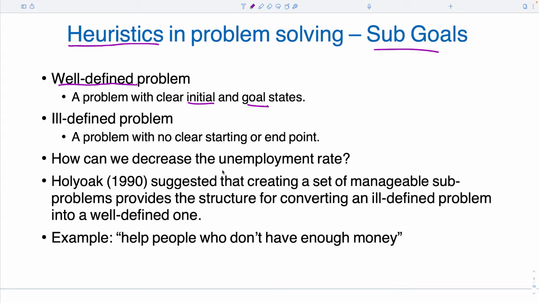So let's say we want to decrease the unemployment rate. We want to help people who have had a hard time finding a job get a job, right? And so if that is the case, then let's take a look at whether this is a well-defined problem or an ill-defined problem. Let's start off with the end point. Decrease the unemployment rate. That's kind of vague. Not very clear at all. And there's no initial state. What is the current unemployment rate?